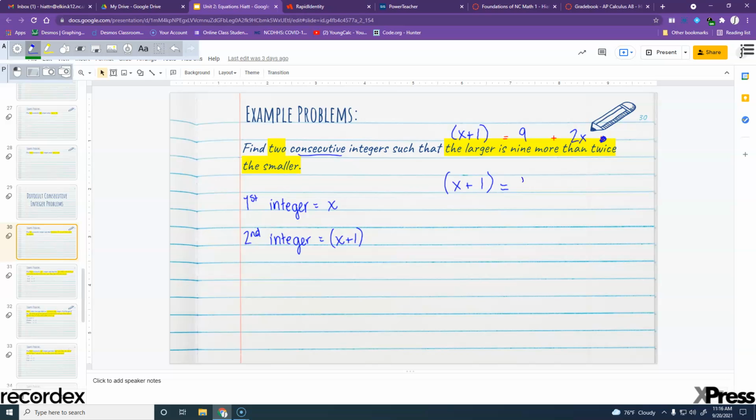is 9 more than, or you could switch order here. It's not as important with addition. Twice the smaller. So you're reading through just like we were, but instead of having just an x, we're using the x and the x plus 1. So we're going to solve this equation.